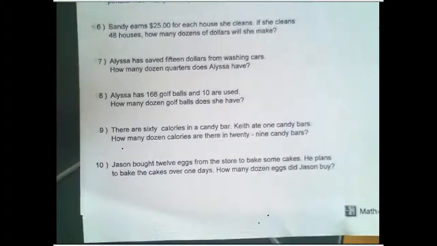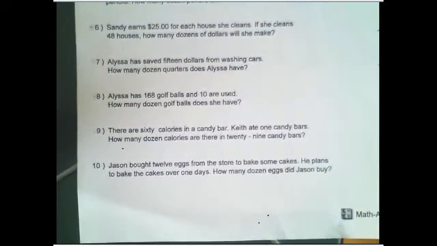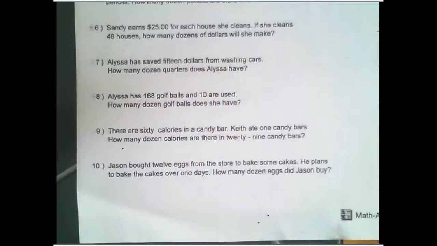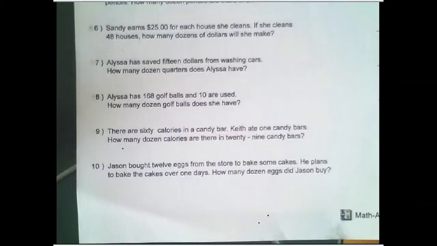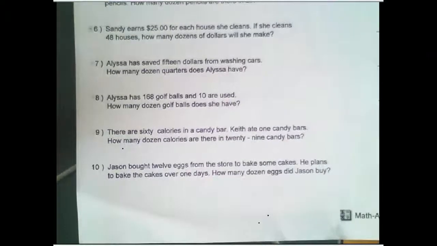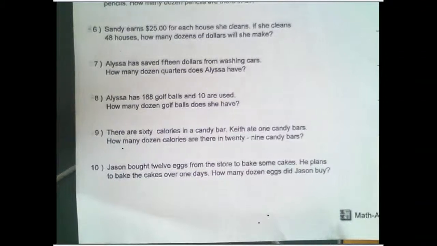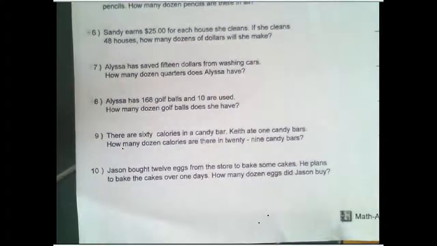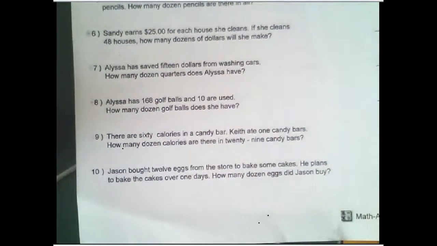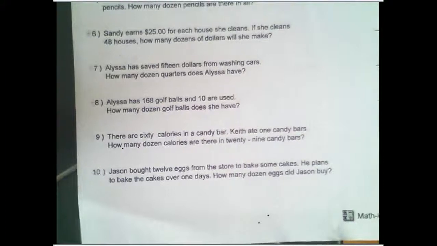Number 7, Alyssa saved 15 bucks from washing cars. How many dozen quarters does Alyssa have? So here it's a two-step problem, boys and girls. We need to figure out if she has $15, how many quarters does she have? So you have to use your previous knowledge about money. And you know that there are 4 quarters in a dollar.